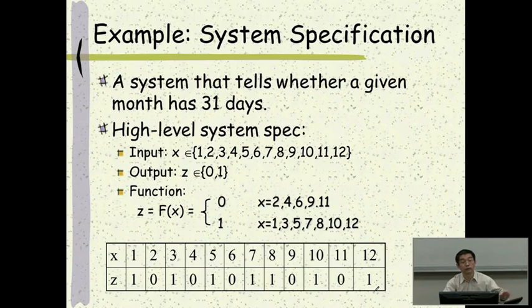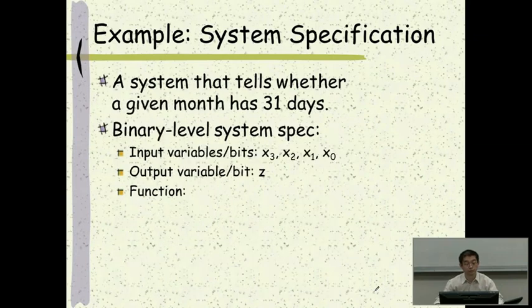And before we can design these systems, we need to convert a high-level system spec to a low-level system specification. And by low level, we talk about the binary level. In this system, we know the X input has 12 different values, 12 different months. And to represent 12 different objects, we need 4 bits. That is why the input bits will go from X3, X2, X1 to X0. And the output has only 2 possibilities, 0 or 1, so there's only 1 bit for output.